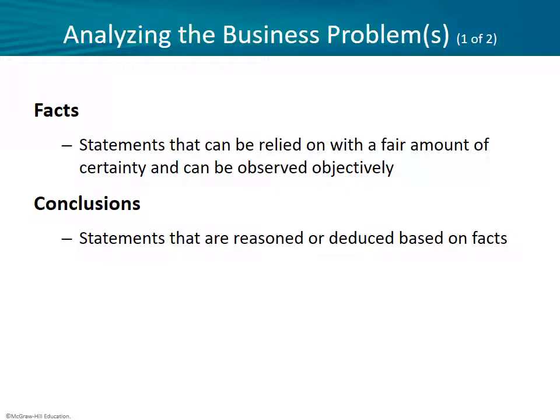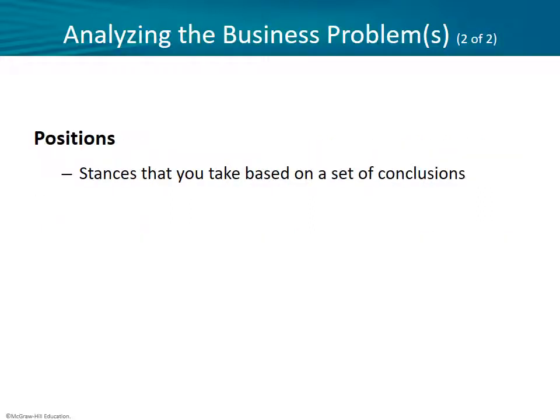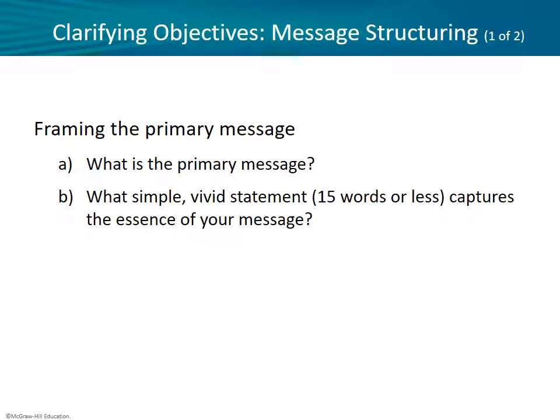Facts are statements that can be relied on with a fair amount of certainty. Most things are not absolutely certain in the business world and can be observed objectively. Conclusions are statements that are reasoned or deduced based on facts. Positions. The third and final element of analyzing a business problem is taking positions, which are stances that you take based on the set of conclusions. In the workplace, you will often make recommendations, which are a type of position.